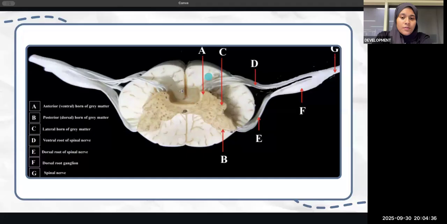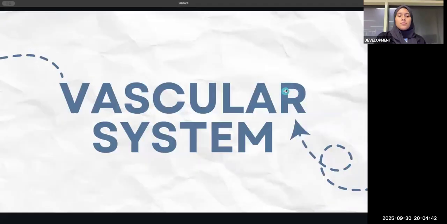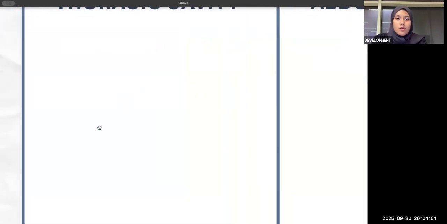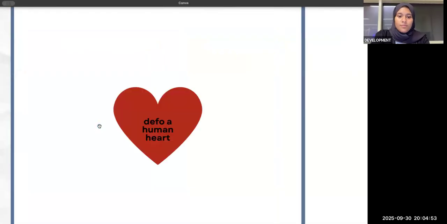Grooves: anterior median fissure, posterior median sulcus. Okay, now let's move on, guys. Now we're on to our last system, which is our vascular system, our arteries and our veins. So we're splitting this into thoracic cavity and our abdominal cavity. In our thoracic cavity, let's start with our heart.